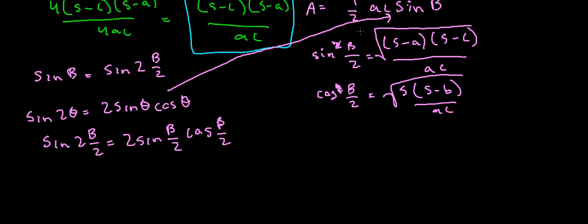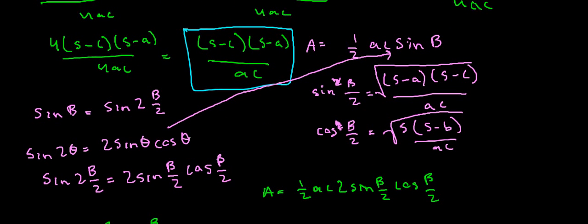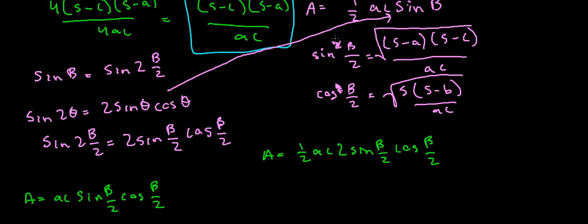So now I know that the area is equal to 1/2 AC, and now I've replaced sine b with sine 2 times b over 2, which is equal to 2 sine b over 2 cosine b over 2, and then this 1/2 and 2 are going to cancel, so I'm left with AC sine b over 2 cosine b over 2. And now I just go back over here and I replace this stuff in here. Remember this was cosine squared and this was sine squared, and I just took the square root. So I'm just going to take these and then put them down there.